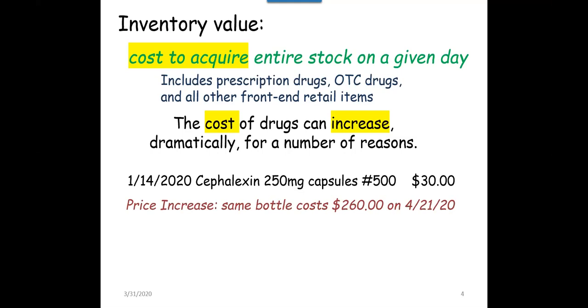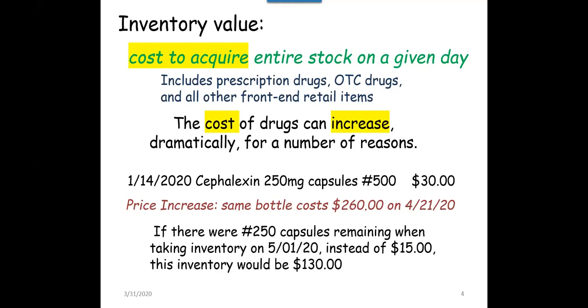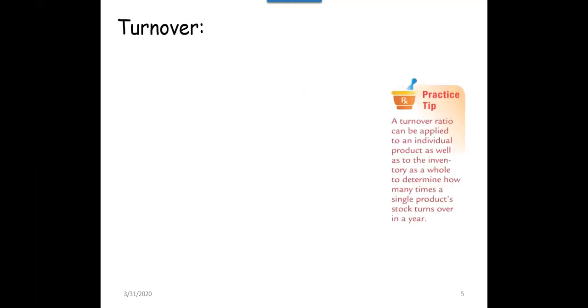So even if you bought a bottle and you have that in stock, when you're counting your inventory, you're not looking at how much you paid for it when you bought it. You're looking at how much it is going to cost to replace it if I had to buy another bottle today. So if you had 250 capsules remaining when taking inventory on 5/1, it's not going to be $15. It's going to be $130. It's going to be worth half of whatever it would cost to buy that whole bottle on that day.